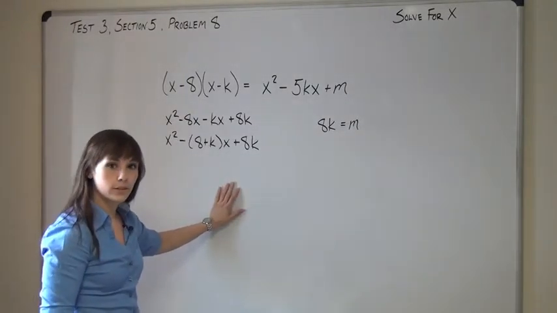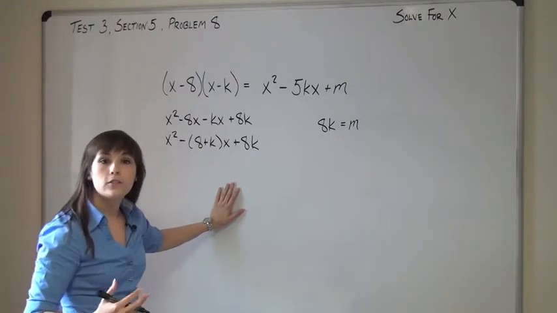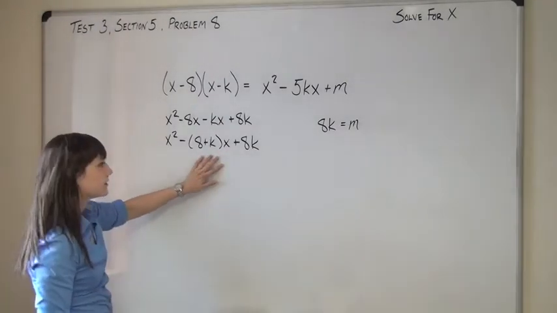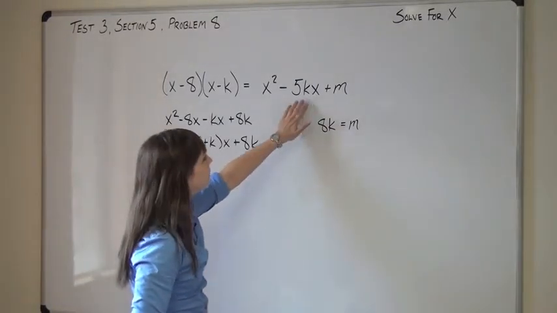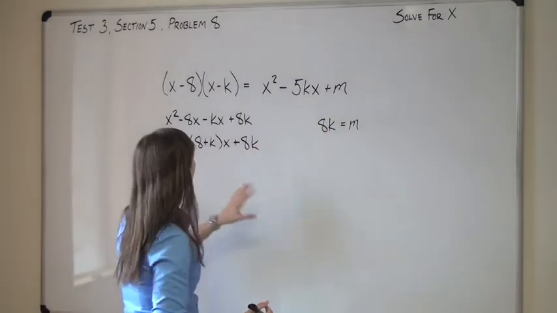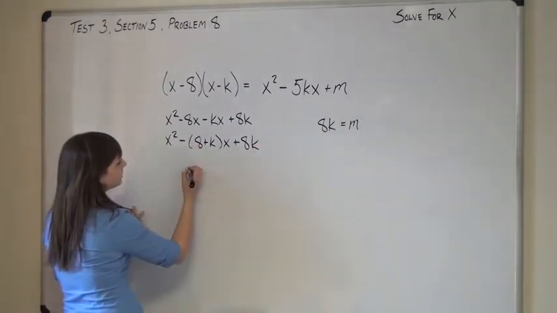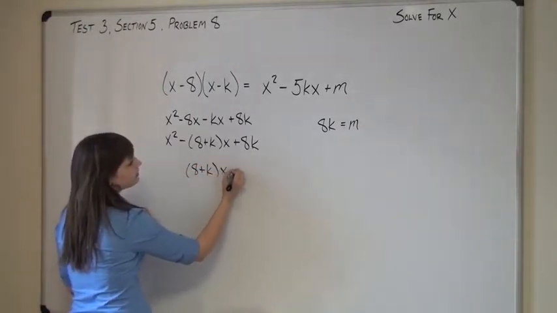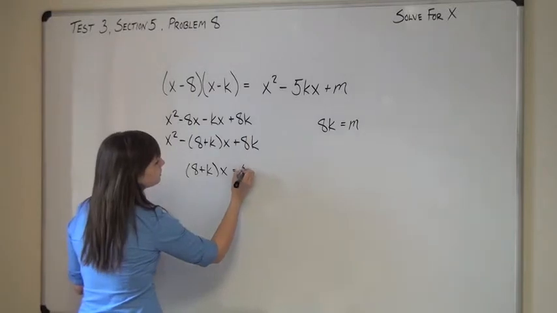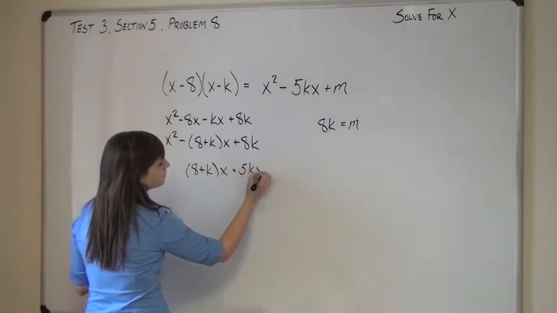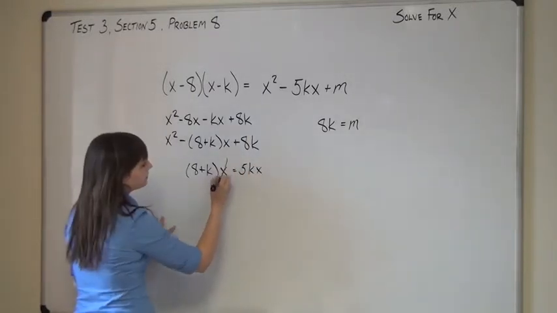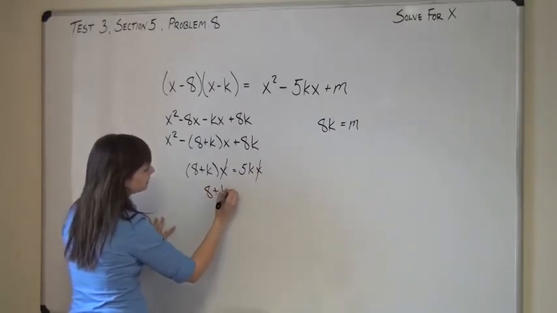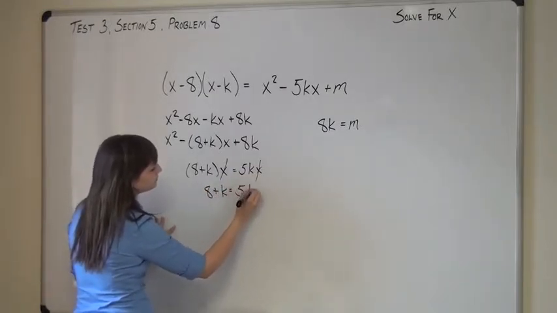Now we need some more information about k. Well, we can do the exact same thing we just did with the x term. The terms that have x's in it here are going to have to match the term that has x's in it here. So we can say that (8 plus k)x is equal to 5kx. We'll cancel out the x from both sides. 8 plus k is equal to 5k.